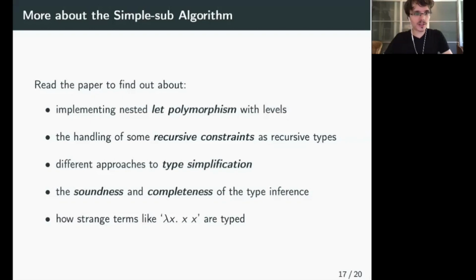As you can imagine, there's a lot more to talk about. You can read the paper to learn about let polymorphism, which complicates the picture quite a bit, the handling of recursive constraints, different approaches to type simplification, the soundness and completeness of type inference, and how subtyping enables typing terms which were not typable before.